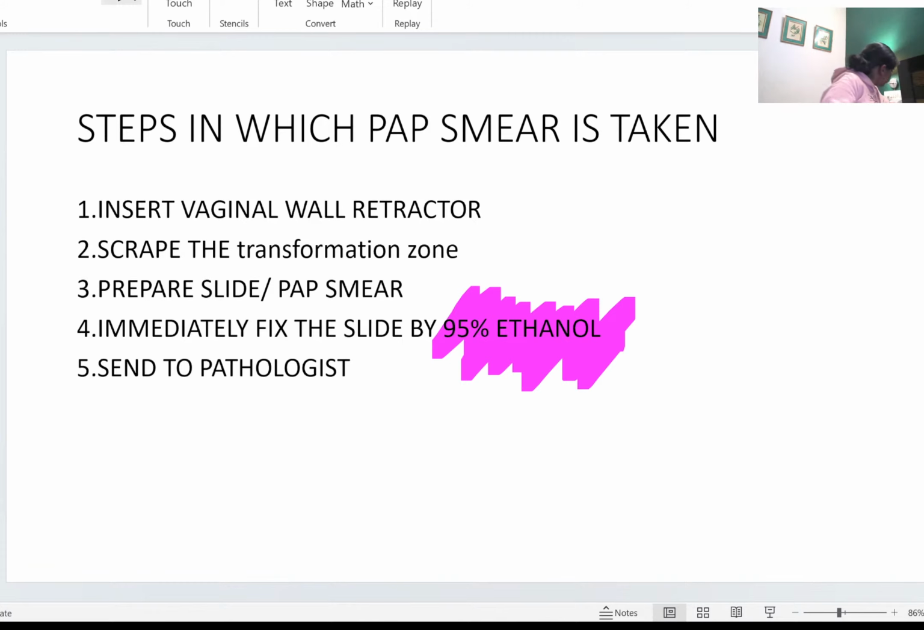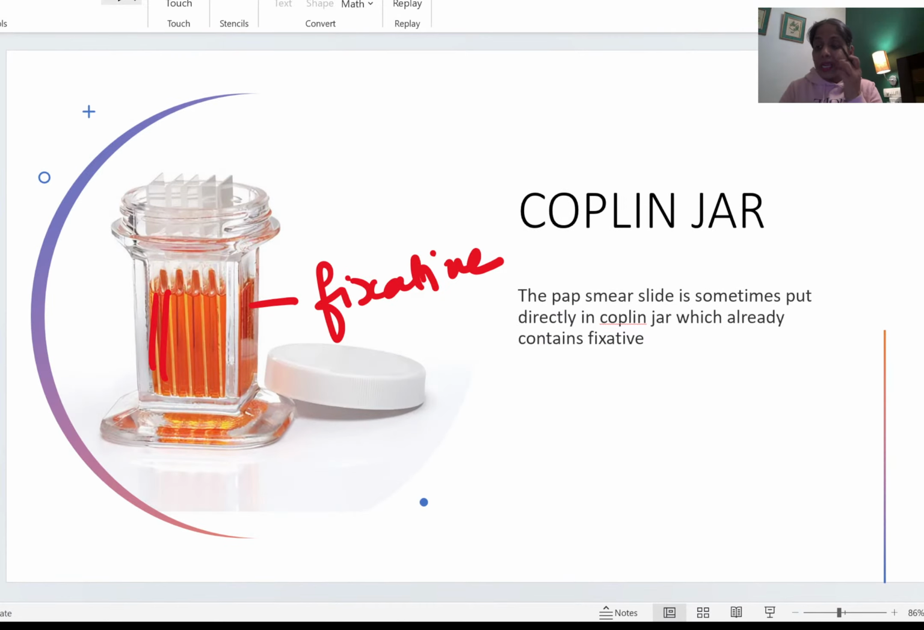Have you got it? Then we will send the slide to the pathologist. It is also asked with which instrument you make the slide. We make it with the Ayre spatula. Now, what is this instrument?